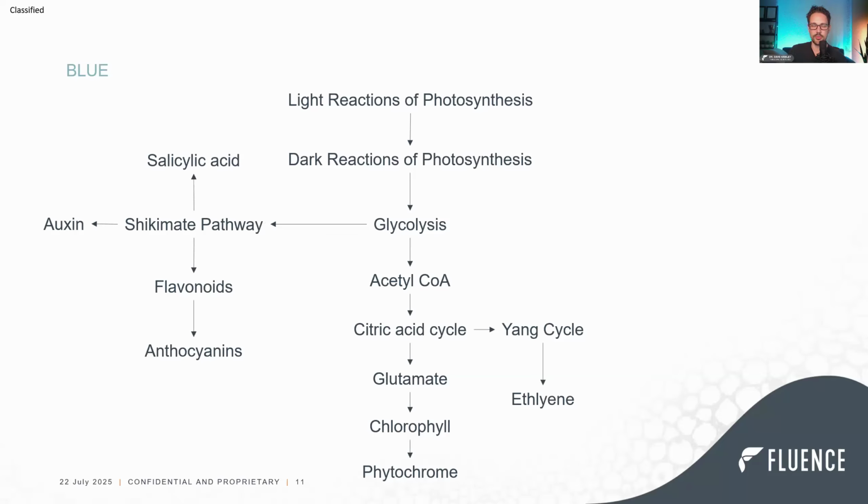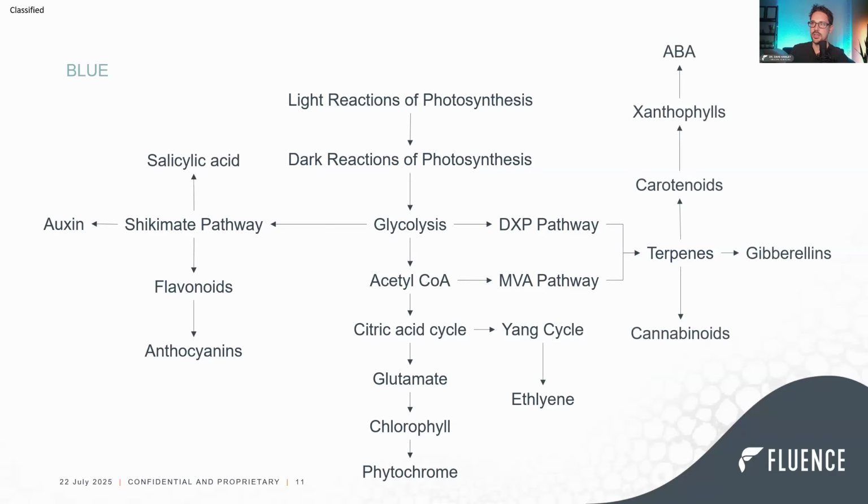You can produce a couple more plant hormones like auxin or salicylic acid. But ultimately, most relevant to this presentation, you can produce flavonoids and anthocyanins, which are like that purple pigment that you see in red leaf lettuce or in grapes. And then finally, you can go to the right here through the DXP pathway or the mevalonate pathway, and you can produce terpenes, you can produce cannabinoids, you can produce gibberellins, which are another plant hormone, carotenoids that are involved in photosynthesis, as well as xanthophylls, and then finally ABA or abscisic acid, which once again is a plant hormone.